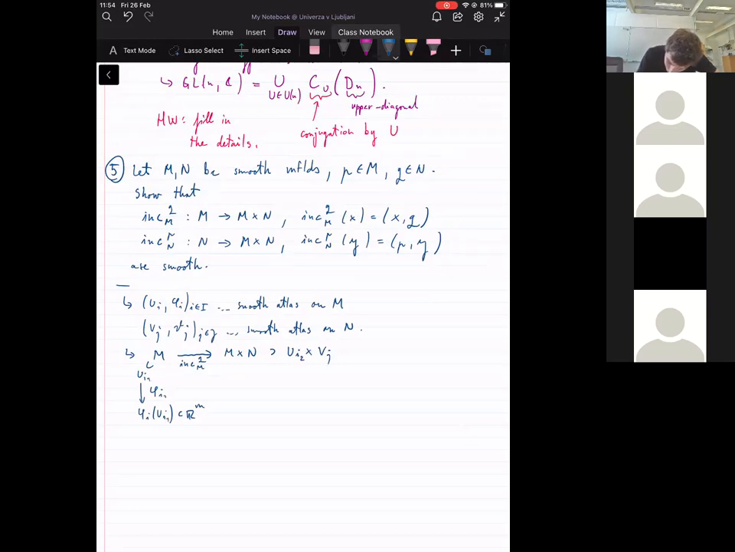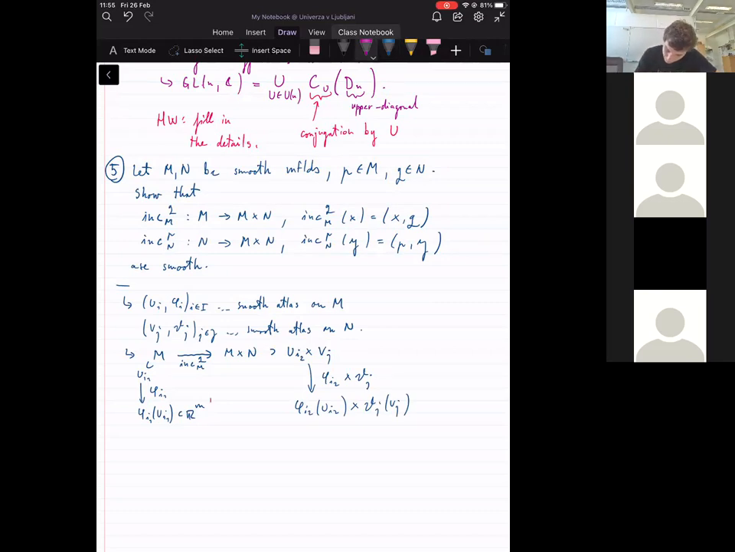So everywhere on the left side you should write i_1, on the right side you should write i_2. Okay. So here we have the chart phi_i2 times theta_j. So this maps to phi_i2 of U_i2 times theta_j of V_j, right?